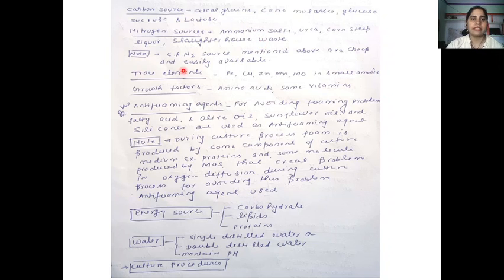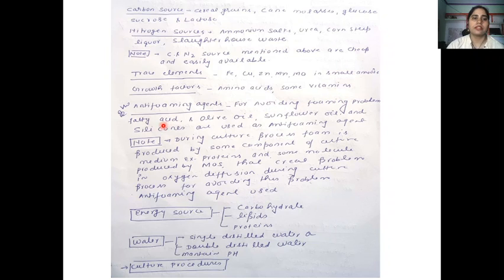Next is the trace elements. Elements such as iron, copper, zinc, manganese, and molybdenum are used in a small quantity, and they work as cofactors for the functioning of enzymes. So these are taken in small amounts, but they are very important. Next are the growth factors. Some growth factors are required for growing the microorganism, such as amino acids and some vitamins.